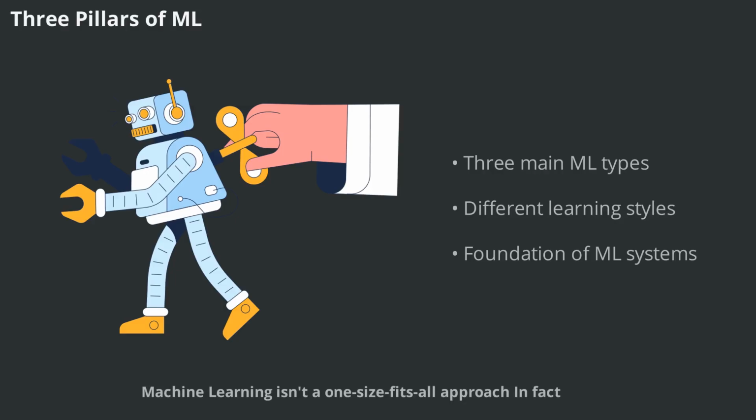Machine learning isn't a one-size-fits-all approach. In fact, there are three main types, each with its own unique way of learning. Imagine different teaching styles. Supervised learning is like a teacher guiding a student, unsupervised learning is a student exploring on their own, and reinforcement learning is a dog learning tricks with treats. These three pillars form the foundation for all machine learning systems, shaping how algorithms interact with data and learn from it. Understanding these types is the first step to grasping the bigger picture of ML.